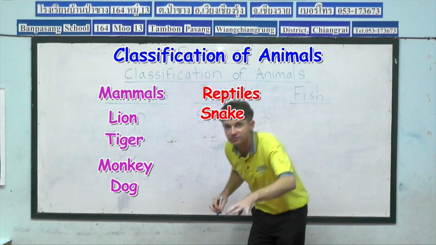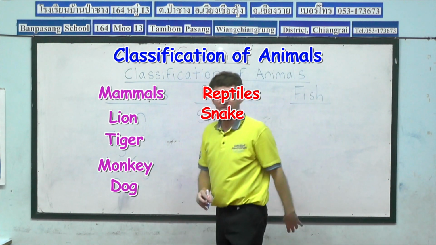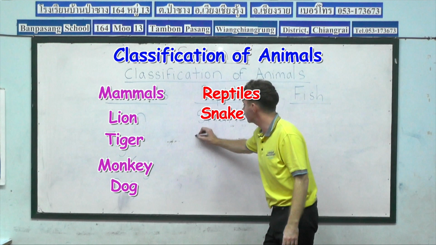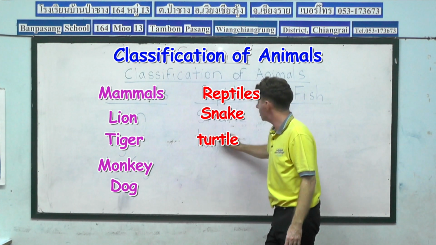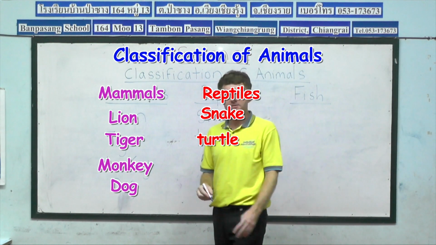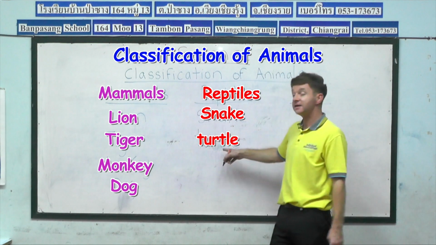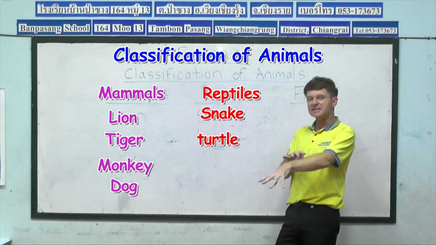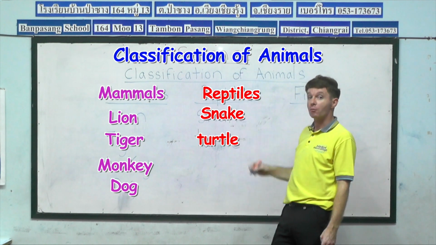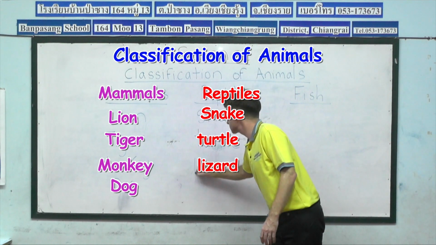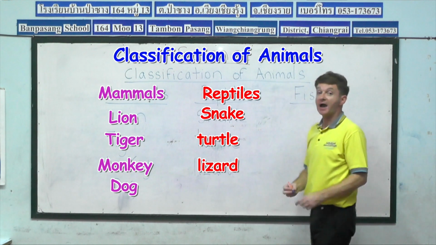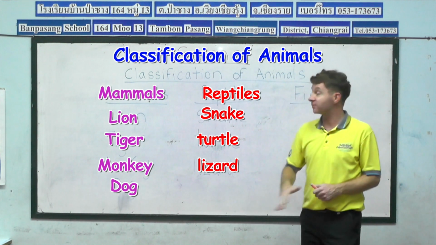A snake is a very good example of a reptile. Any others? How about the ones that walk very slow? Turtle. Yes. They have the shells on their back and they walk very slowly. A turtle. T-U-R-T-L-E. And then I heard another, lizards. Yes. Notice all of these types of animals, they have scaly skin. No hair and no fur. And that's one of the things about reptiles. So, lizards, L-I-Z-A-R-D.